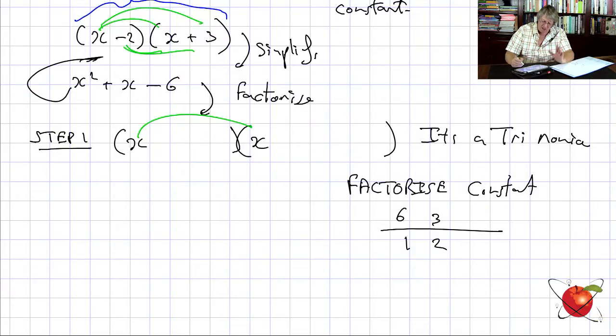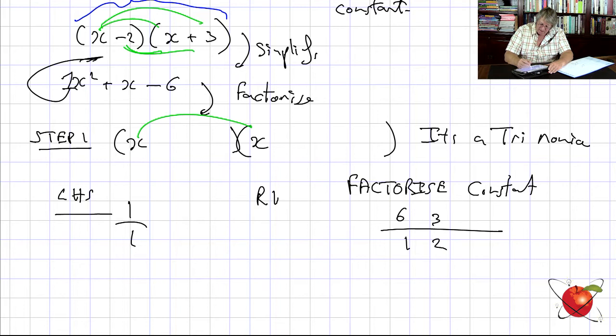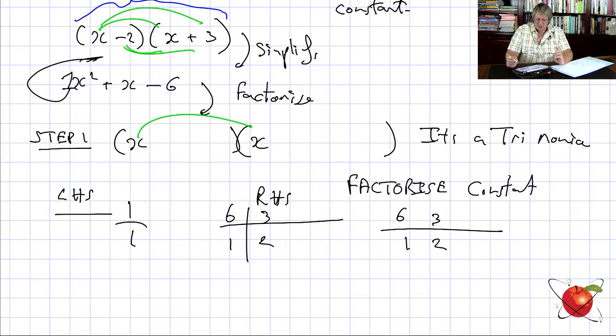Believe me, the more you do of these, the quicker you get with factorizing and seeing the ones that work. But what's the way to do it? We've got the left-hand side, which is the 1 there, 1 over 1. There's no other option. And the right-hand side, I've got 2 options, 6 and 1 and 3 and 2. First thing I do is take my column 1 and multiply it by column 2. Cross multiply it.